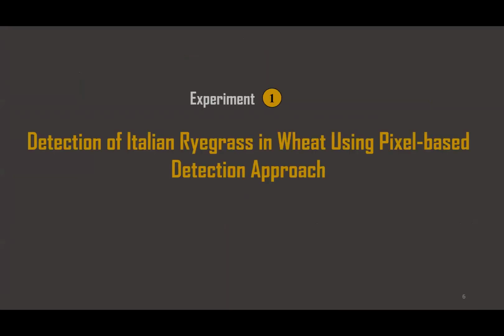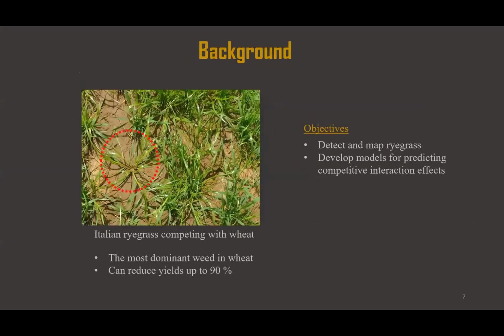Moving on to my experiment 1, which is detection of Italian ryegrass in wheat using pixel-based detection approach. As you all know, Italian ryegrass is the most dominant weed in wheat, and some studies have found that this particular weed can reduce yield up to 90%. Because of this reason, it's very important that we manage this particular weed in a timely fashion.